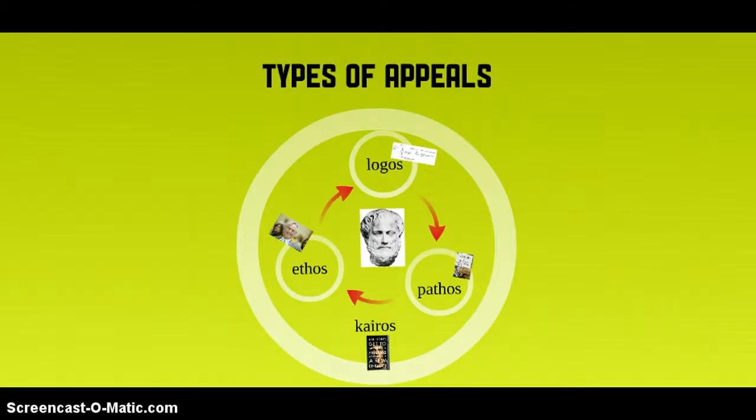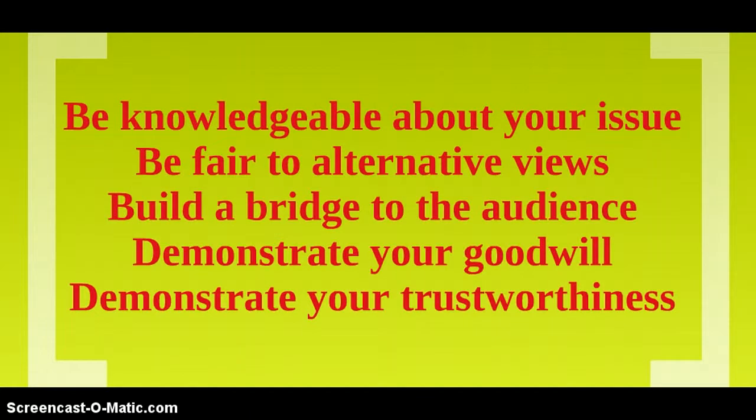Consider ways to achieve these types of appeals in your writing. Establish your credibility as a writer through appeals to ethos. You can do this by being knowledgeable about your issue, by being fair in your treatment of alternative views, by building a bridge to the audience, and by grounding the argument in shared values and assumptions to demonstrate your goodwill and enhance your image as trustworthy and respectful.